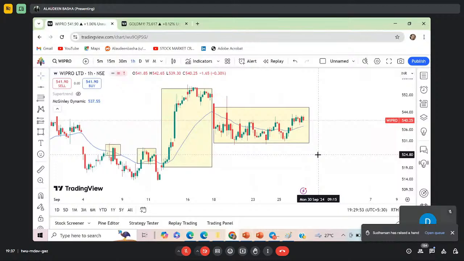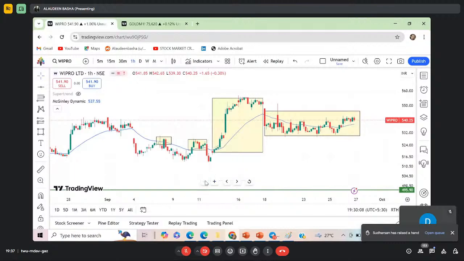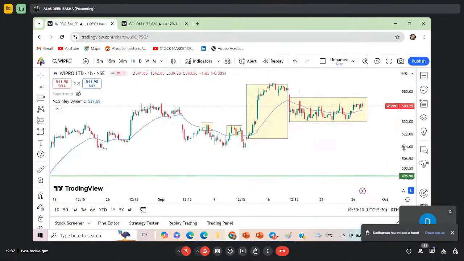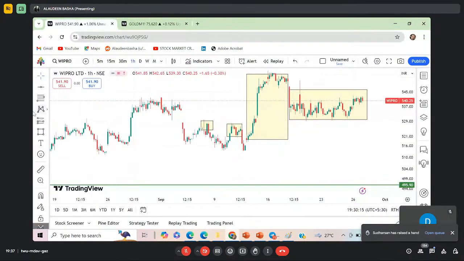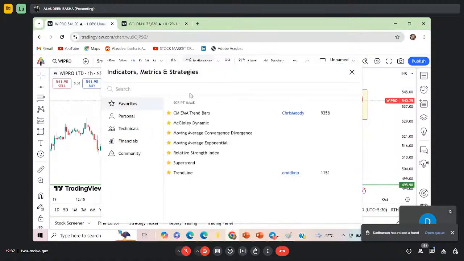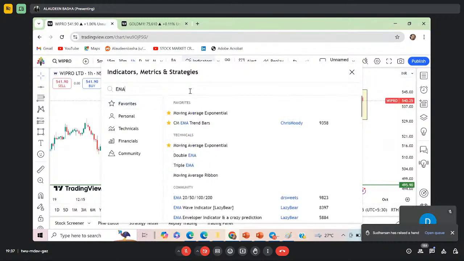Participants, anyone interested in suggesting an indicator to check on any script? Any one indicator from the participant side? Moving average, sir. Okay, moving average. There are two kinds of moving average, EMA and SMA. I always recommend EMA, the exponential moving average. It will be good.